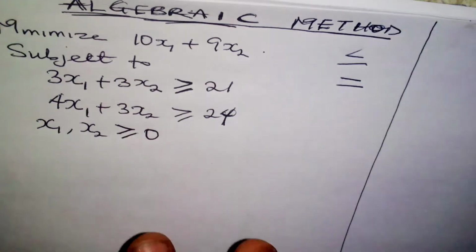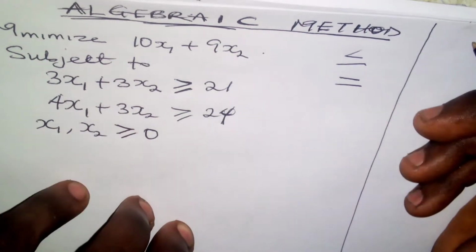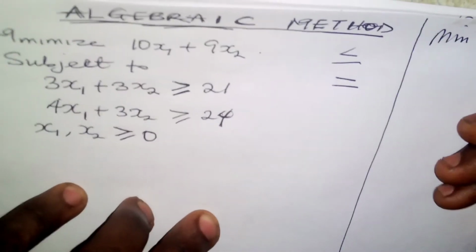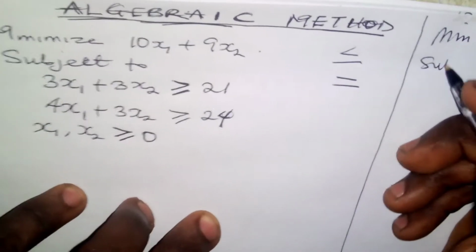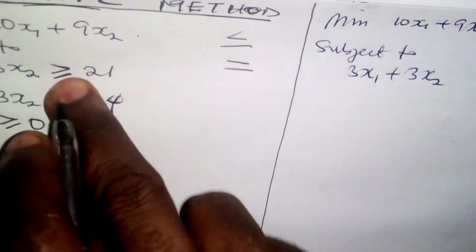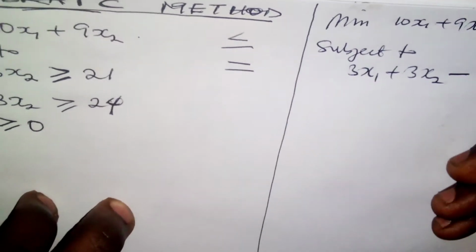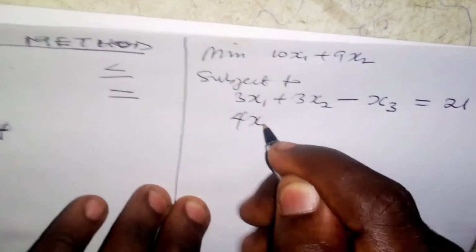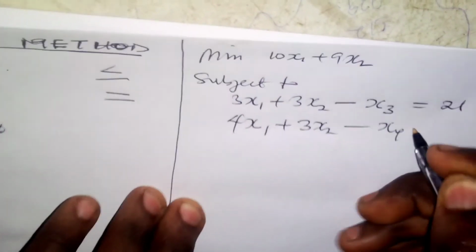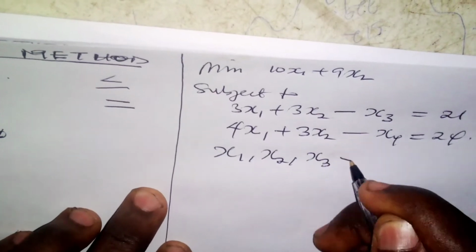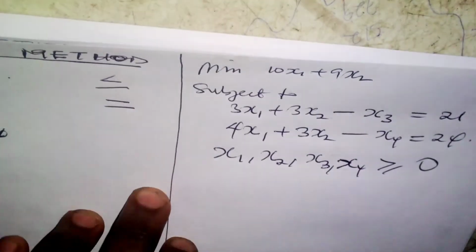We have to convert this problem first to what we call a standard LPP problem. Now, the standard LPP problem we're talking about is to change these constraints to equality constraints, that is: minimize 10x1 plus x2, subject to 3x1 plus 3x2. Now, since it's greater than or equal to, I will subtract the surplus variable. I will introduce, let's say, x3, for example, then equal to 21. Then 4x1 plus 3x2 minus x4 equal to 24. Now, the non-negative constraint will be x1, x2, x3, x4 greater than or equal to 0.